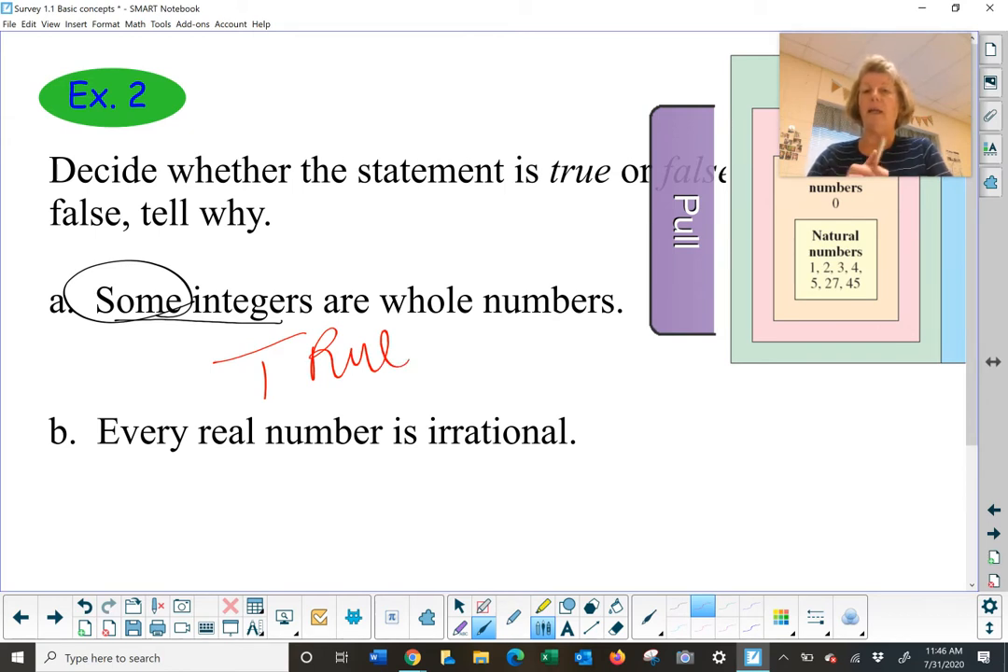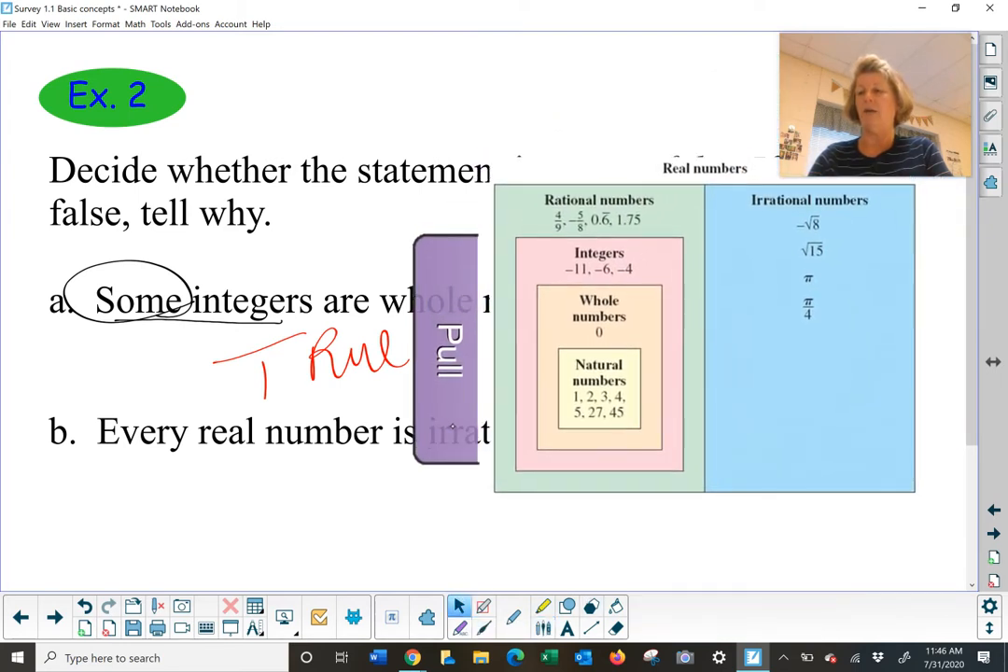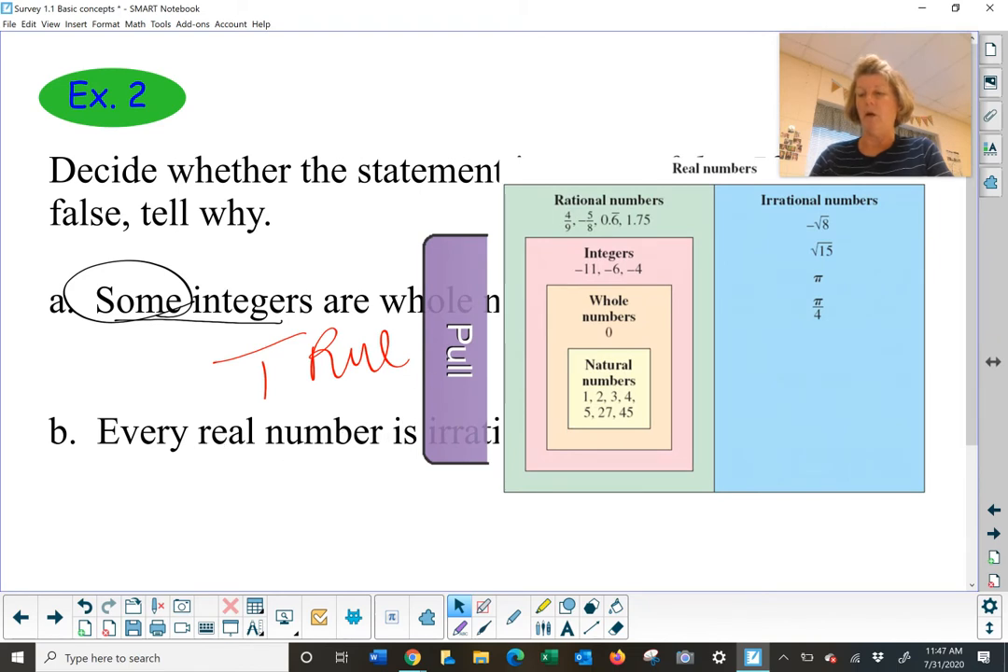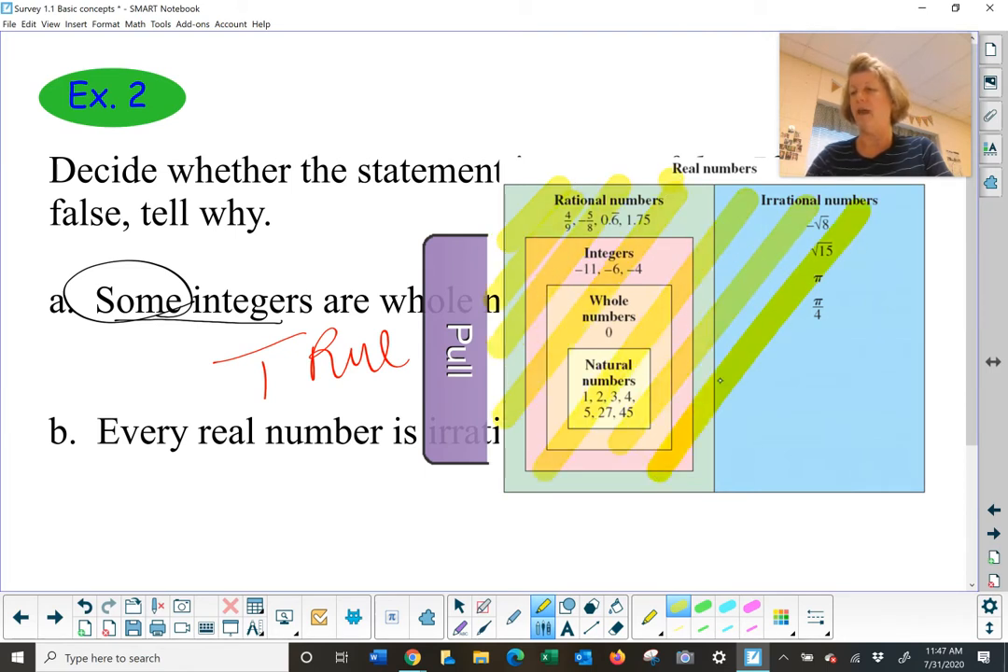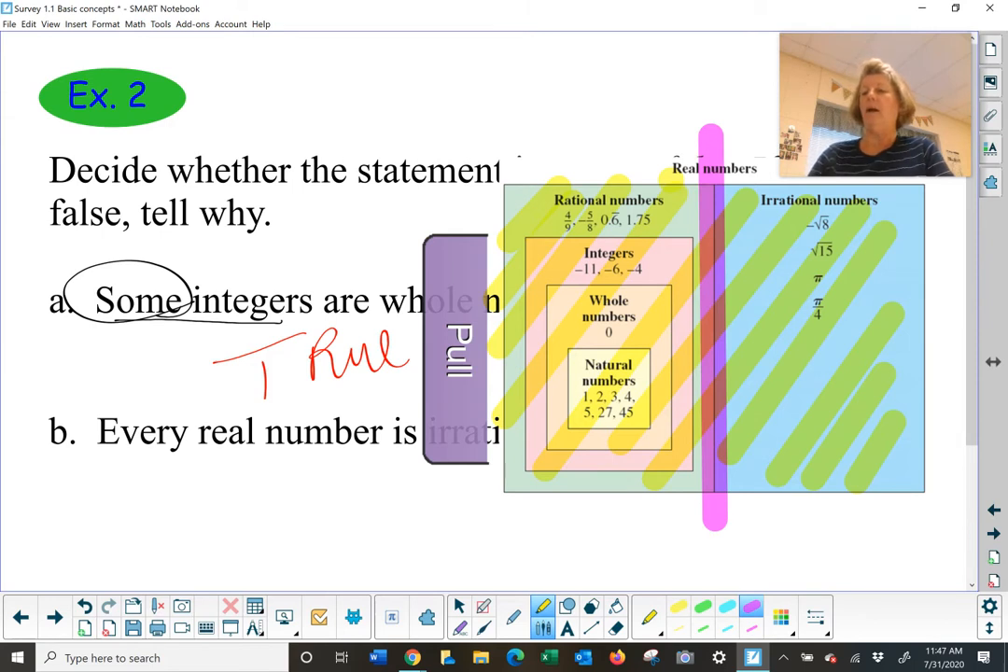Every real number is an irrational number. Okay, let's take a peek at our diagram again. Every real number. Well, the real numbers, I'm going to highlight all these real numbers. Real numbers are everything we are looking at there. And I see a very strict division here where every real number is not necessarily irrational. There are some real numbers that are rational numbers. So for that reason, we're going to have to reply false.